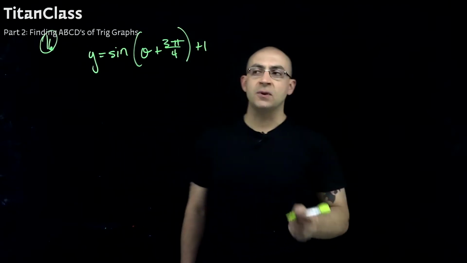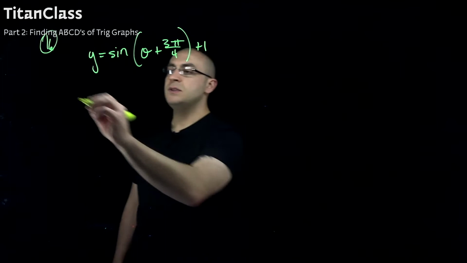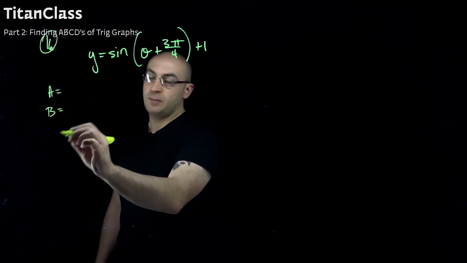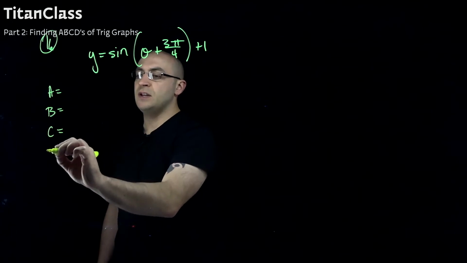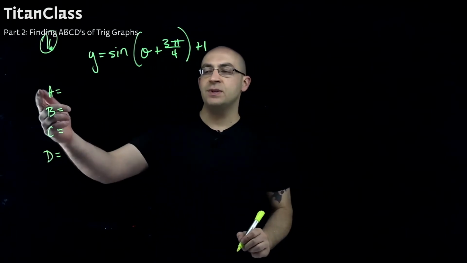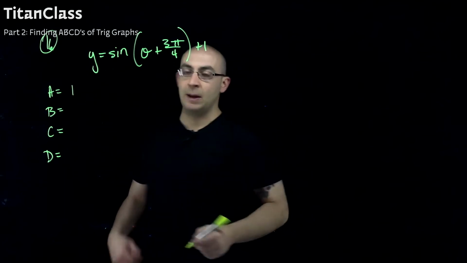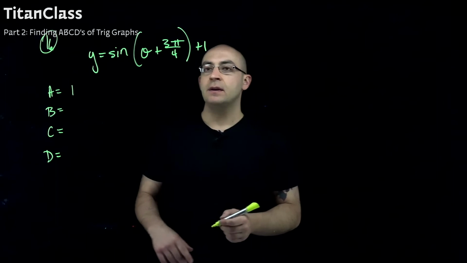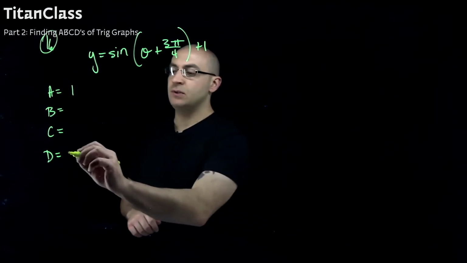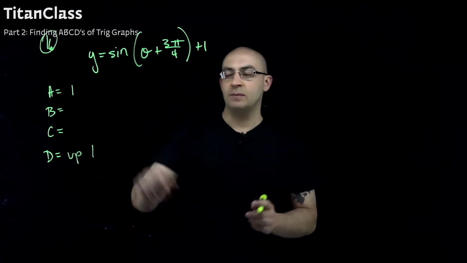Okay, so first we want to find the ABCDs, and then we'll go ahead and do a quick graph. So A is the amplitude, B is the period, C is the phase shift, and D is the midline. Okay, so the amplitude is A, and that's the number in front of the trig function. When there's nothing there, it's 1. It's not 0, it's 1. D is the last part of the function, and it's going to be up 1. We have to do direction for that, right? So the positive one means up 1.